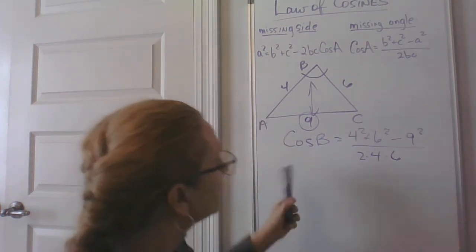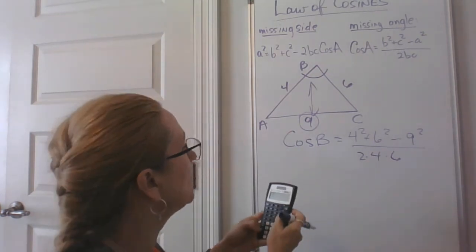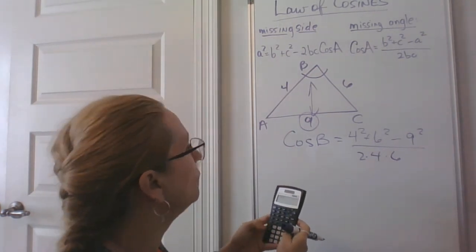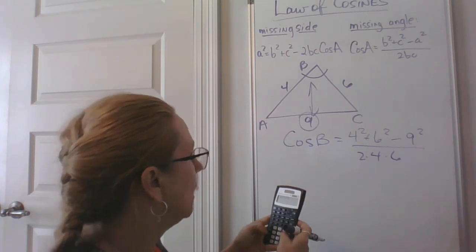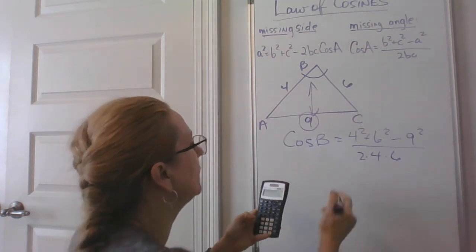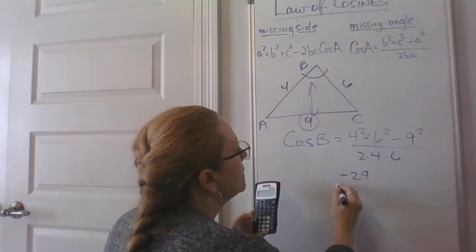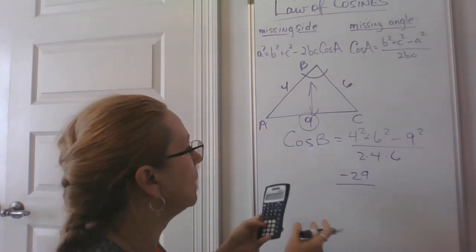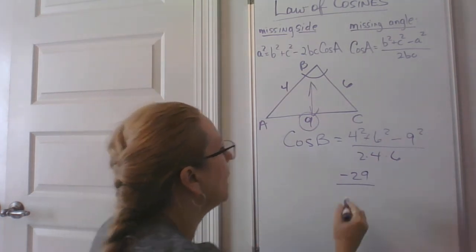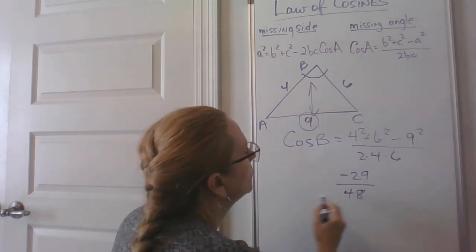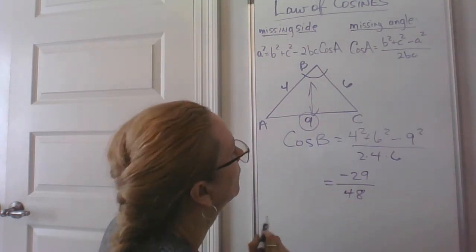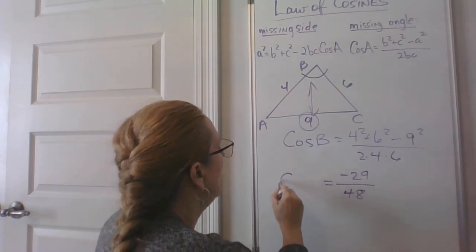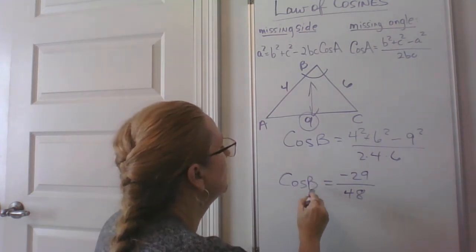Now, we need to go ahead and solve this by doing the top part of the equation, 4 squared plus 6 squared minus 9 squared. We want the numerator, and yes, it's negative. And then we want the denominator, 2 times 4 times 6, or 48. And we got cosine of B.